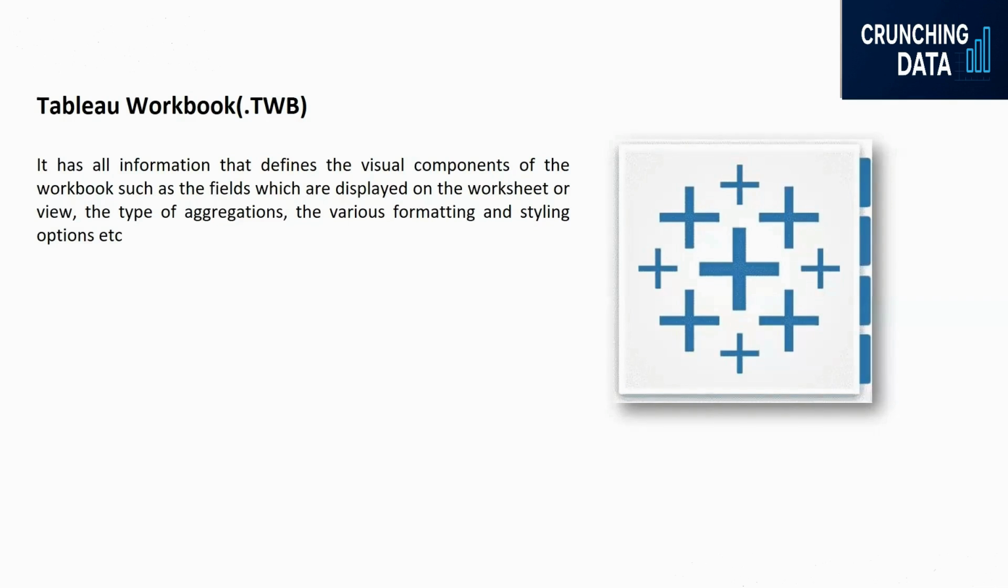If you want to save all your work such that it has all the visual components of your work, such as fields, the aggregates, and all the formatting and styling options, then you need to save your file in the Tableau workbook option. Here, T means Tableau, W means work, and B means book.